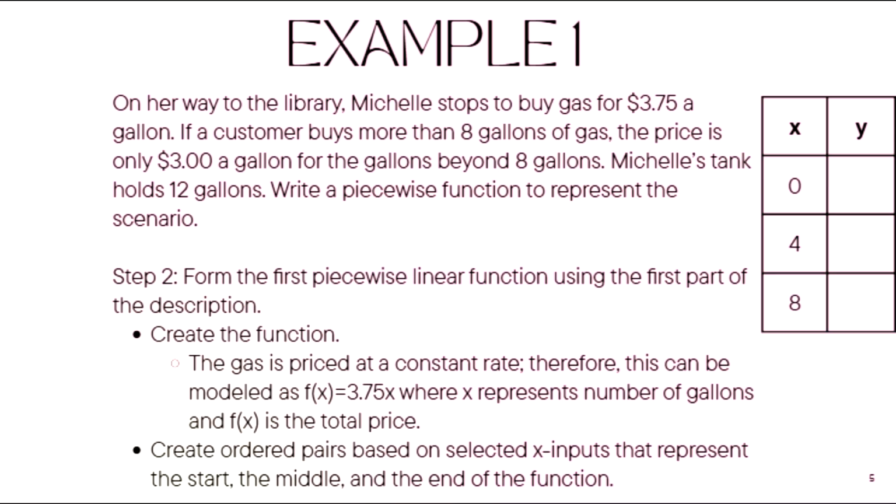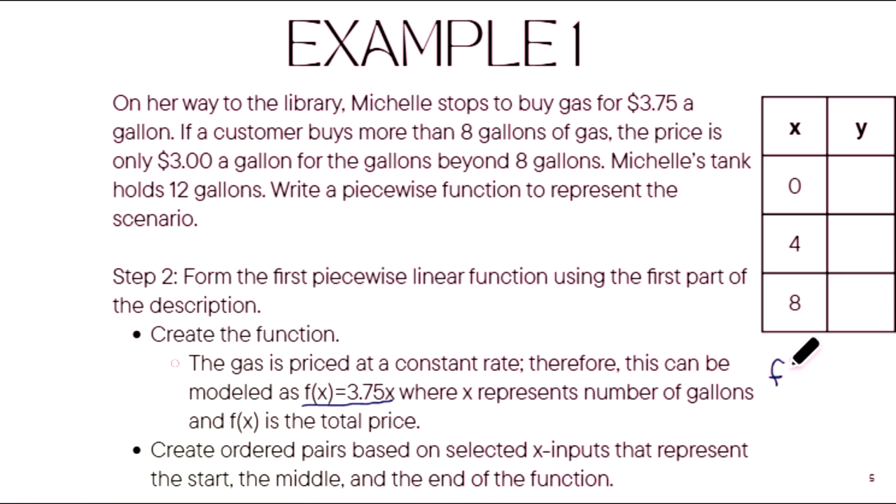So what that means is we're going to have x inputs that are the lowest value you can have, which is 0. The highest value is 8, and the middle, which is 4, because 8 divided by 2 is 4. Then we're going to take our formula that we just created, and we're going to plug these x values in to find our y coordinates so that we can plot this on a graph.